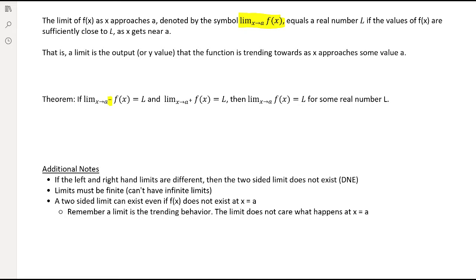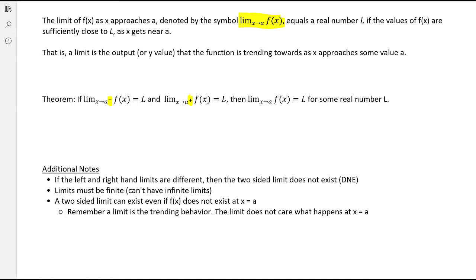So if this limit as x approaches a with this minus sign of f of x equals L, and the limit as x approaches a, but now it has a plus sign as a superscript, if that equals L, then the limit as x approaches a without a superscript of f of x also has to equal L for some real number L. Okay, so I know that seems very confusing at first look, but it actually makes a lot of sense once we look at it in more detail.